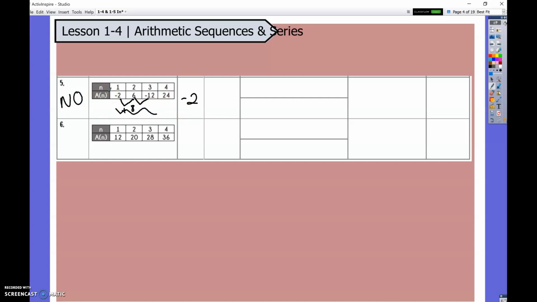On number 6, our first term is 12, and I see it goes to 20, so that would be adding 8. 20 plus 8 is 28. We are in business. It is definitely arithmetic, and our difference is adding 8. So let's write our recursive function formula. A of n equals a of n minus 1 plus 8. We're always adding 8 to the previous term. We want to let someone know where to start. A of 1 would be 12. Now we shrink our n's to do our subscript notation and let someone know that a sub 1 equals 12.